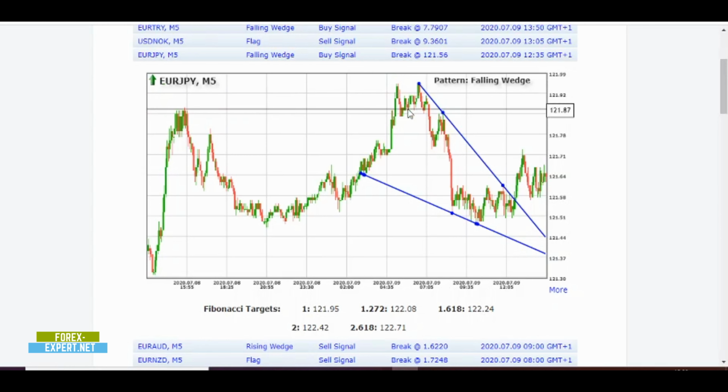Then this wedge formed, but as you can see, we don't have a very strong uptrend preceding this falling wedge. We just have a ranging market and then this falling wedge formed. If you wanna go long at the bottom of this range around 121.51, it's a personal call, but I wouldn't do it. Only in specific scenarios.